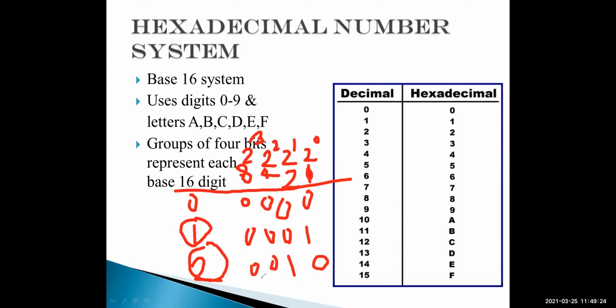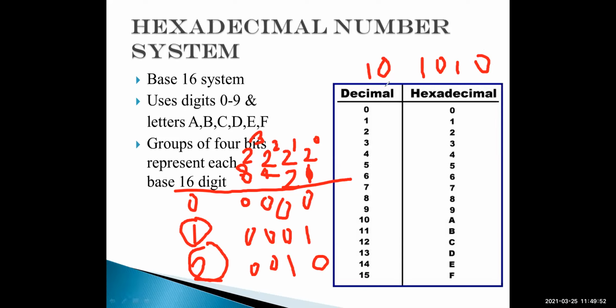Suppose you want to write 10, okay, I will write 10 here. So 10 becomes 8 plus 2. So I need to set 1 below 8 and I need to set 1 below 2. So I am writing 1 here and 1 here. The remaining bits will become 0. So 1, 0, 1, 0. That is called the 4-bit grouping.